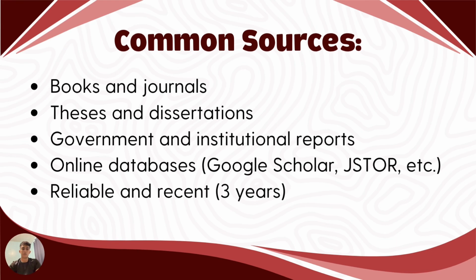So, when writing the RRL, we gather information from reliable and credible sources such as books, academic journals, theses, dissertations, and government reports. Nowadays, we can also use online databases like Google Scholar or JSTOR. But we must also ensure that the sources are recent, ideally within the last 3 years.